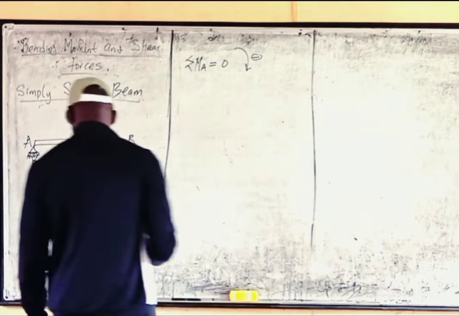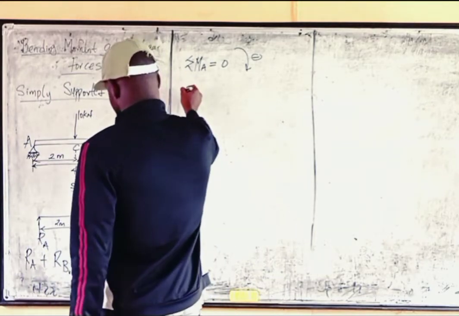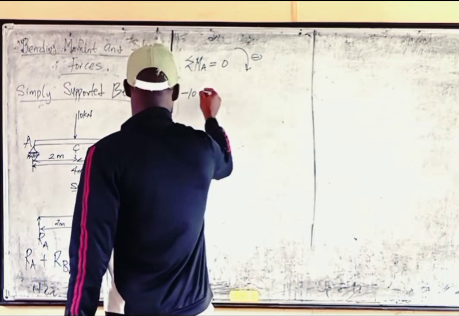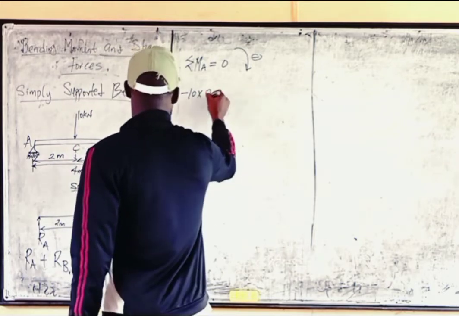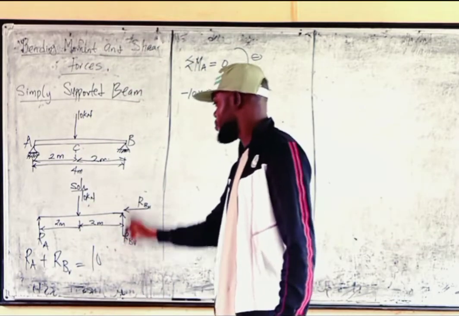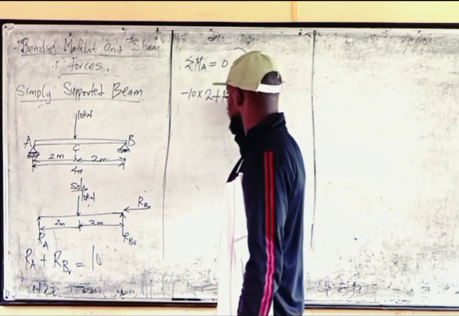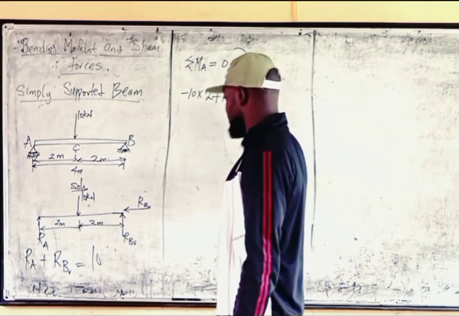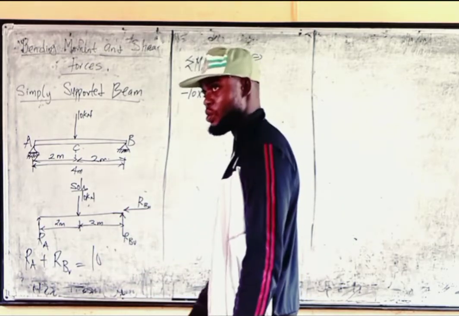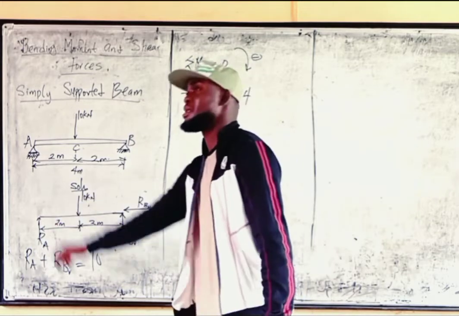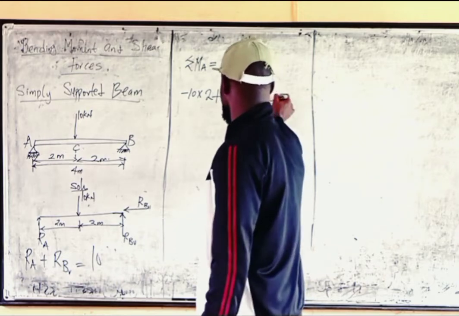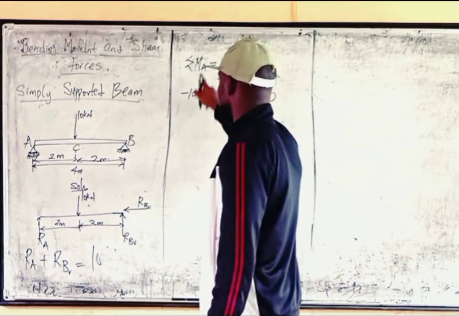So we're going to have minus 10. 10 is going down, so it should be negative, times 2. Then this one is going up. Arrow B is going up. So now plus arrow B times 4. Is there any other force again? No. Because this one is latent, it's just acting at the point in the horizontal direction, so there's no moment from there. So the sum of all the moments about point A should be equal to 0.